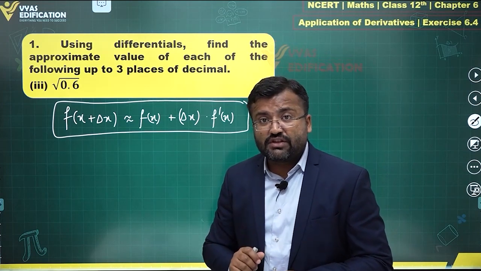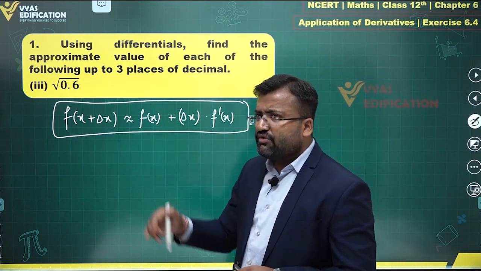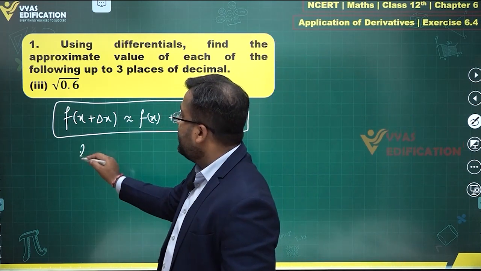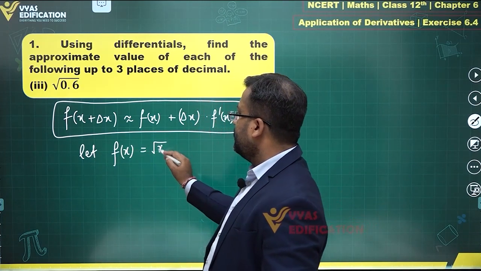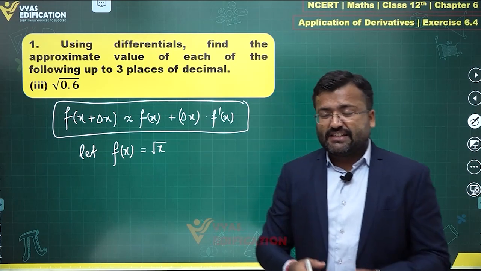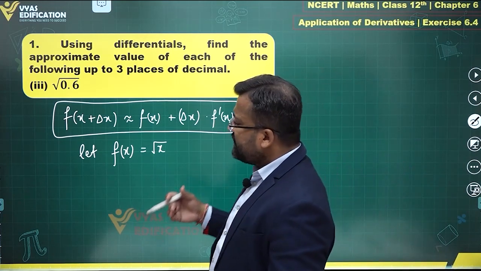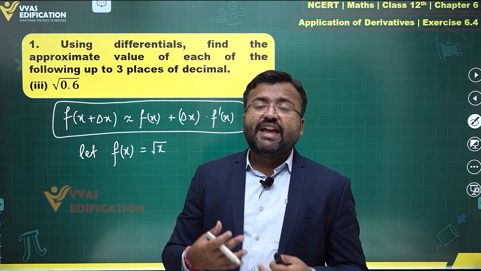You identify the function first of all. Now the function is not difficult. You can see that you want to find the square root. Let f of x equal the square root of x. This is what you have, right? What else? Once you identify this function, the next thing that you want to identify is x and x plus delta x.